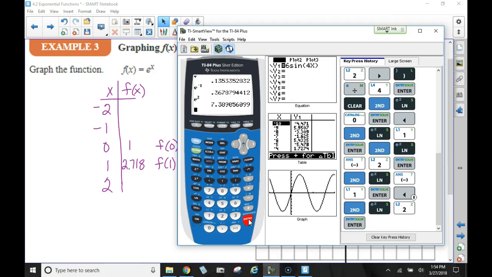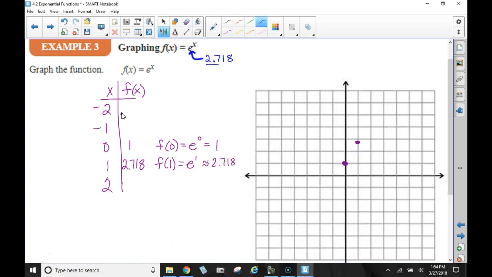So fill out those numbers, because I know the second I click off of this, I'm going to forget. 0.14, 0.37, 7.39. Okay, that's good enough.